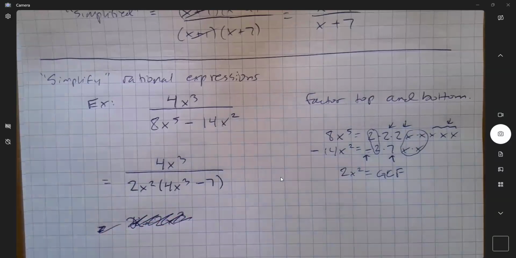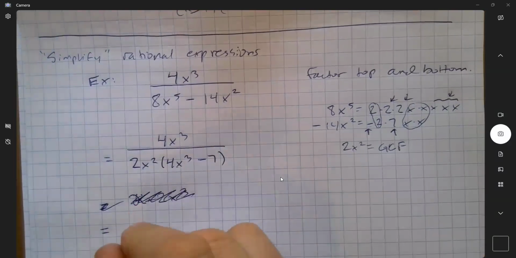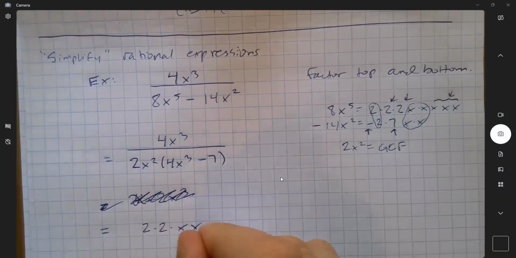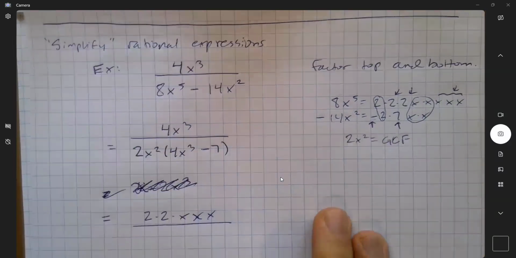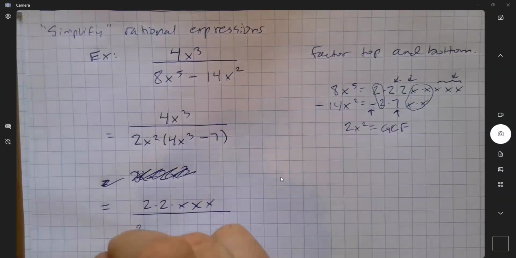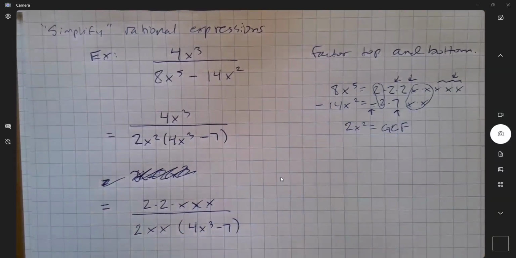Let me just do this really systematically. I'm going to factor the top, which is 2 times 2 and then 3 x's. And I have a 2x squared, so that's going to be 2 and then 2 x's. And then I have the 4x minus 7 term, which is not going to factor anymore.